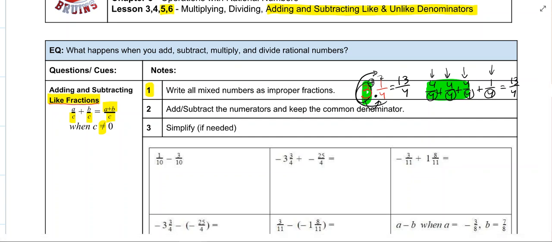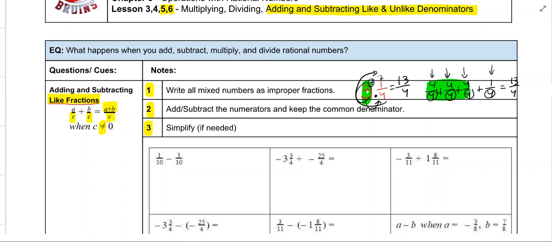All right, number 2. Add or subtract the numerators and keep the common denominator. And then finally, always simplify. It says if needed. If you don't simplify on a test, quiz, or an assignment, and you get your results back on a Google form for an assignment and you have it wrong, but you believe you did it right, check that to make sure that you simplified.